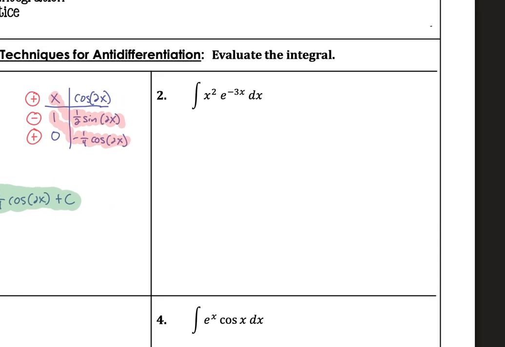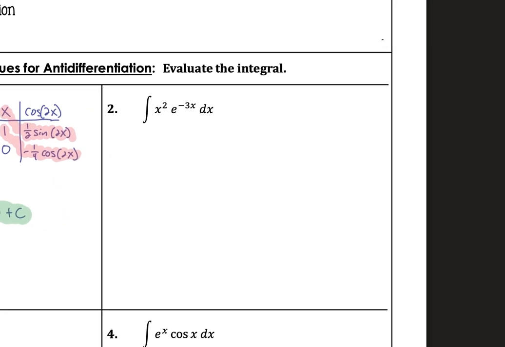Okay, so next one. Another tabular, because the function on the left, x squared, will go to 0 if you take the derivative enough times. And then e to the negative 3x you can integrate as many times as you need. Derivative, derivative, derivative, integral, integral, integral. Okay, so plus, minus, plus.